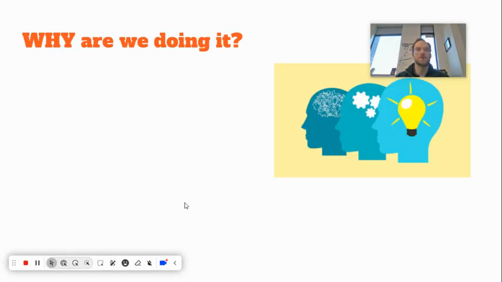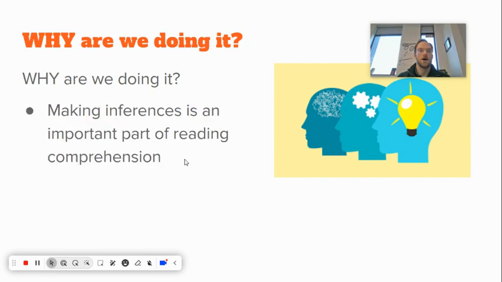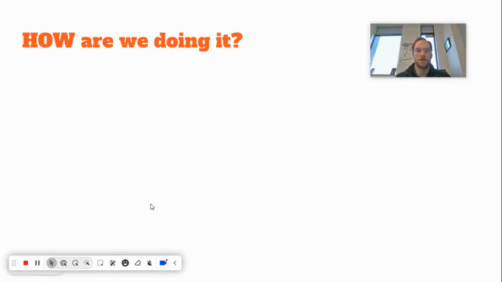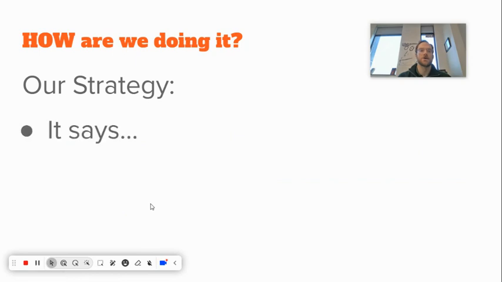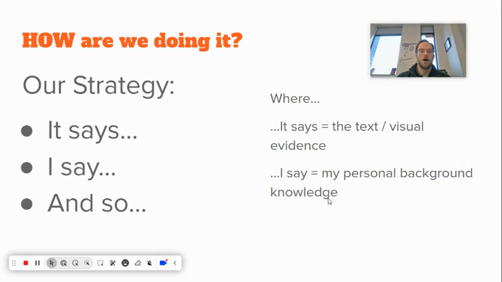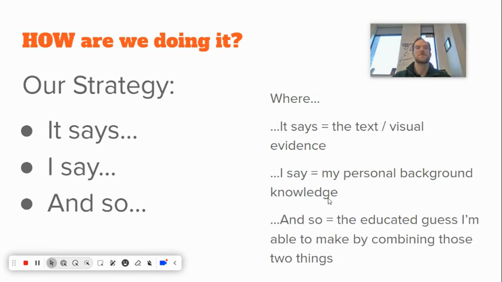And so why are we doing this? We're doing this because making inferences is an important part of reading comprehension. We're doing this because good inferences help us predict, analyze, and interpret what we read. And we're using a strategy that goes, it says, I say, and so, where it says equals our text evidence or the visual evidence that we're seeing. I say is our personal background knowledge that we bring to it as intelligent people, and so is the inference I'm able to make by combining the evidence with my background knowledge.